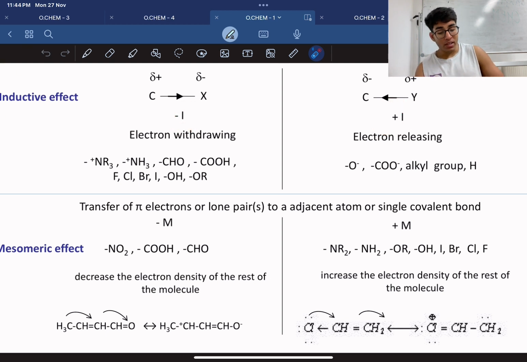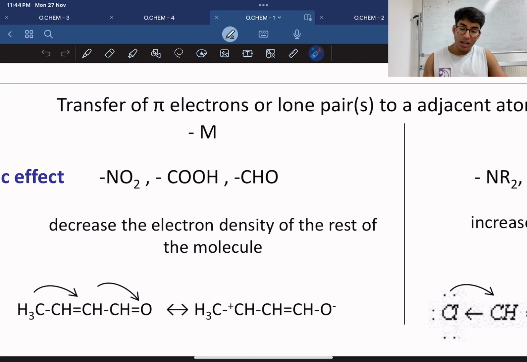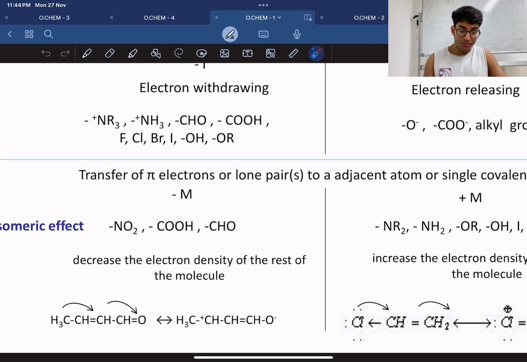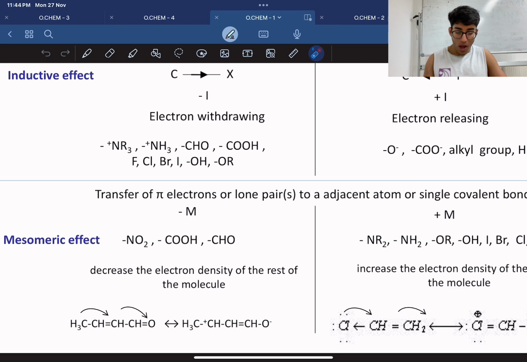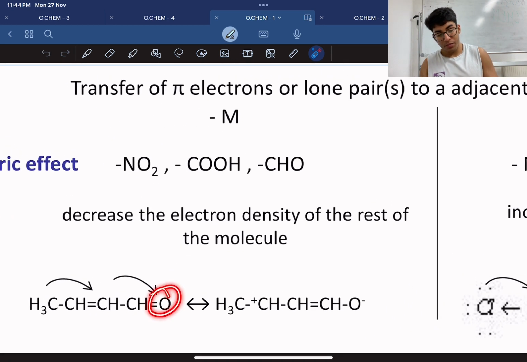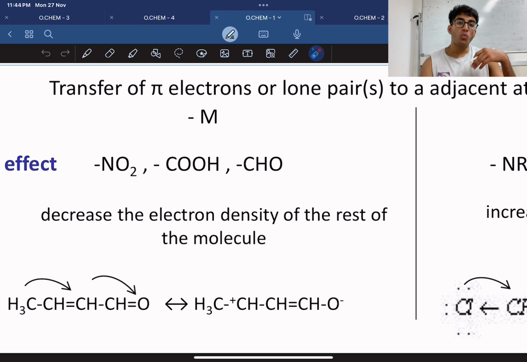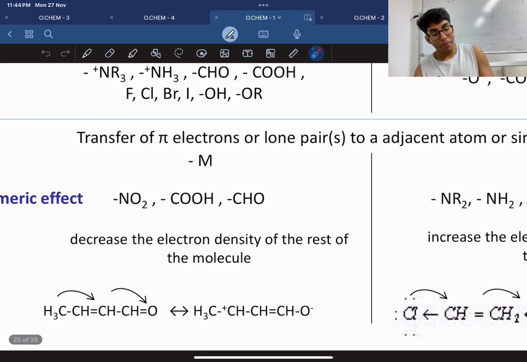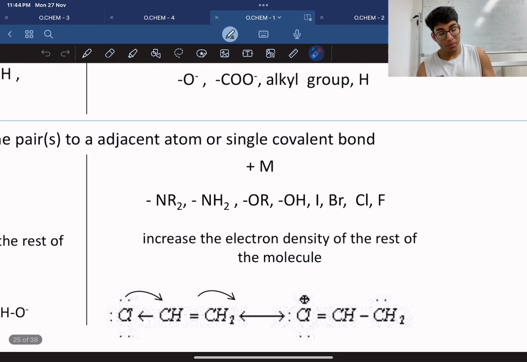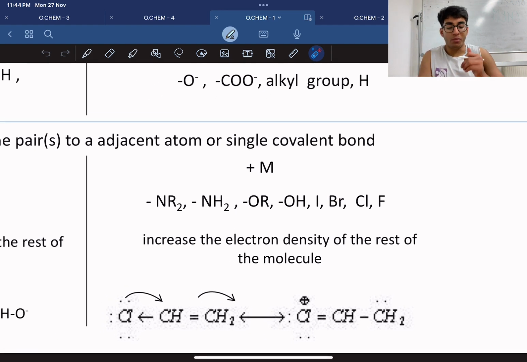Same way, there's minus M and plus M effect. You can relate it to inductive effect as well. Clearly, you can see the decrease in electron density from the rest of the molecule. We have one group attached over here. Because of this group, the whole molecule loses electron density, because it's pulling electrons this side towards it. Now you may ask, why is this not inductive effect? Because this is basically the movement of pi electrons. This is the mesomeric effect. So it's basically the same thing, but taking place in compounds with double bonds and triple bonds.